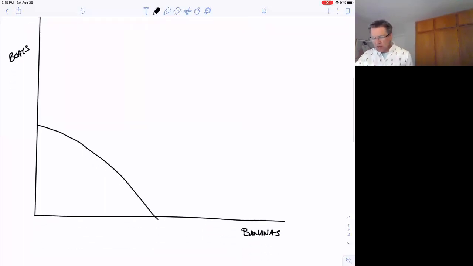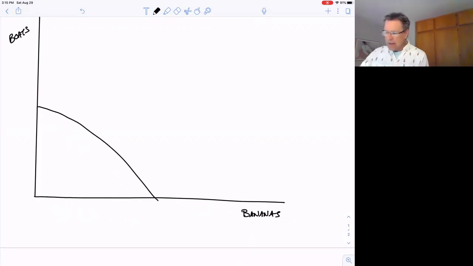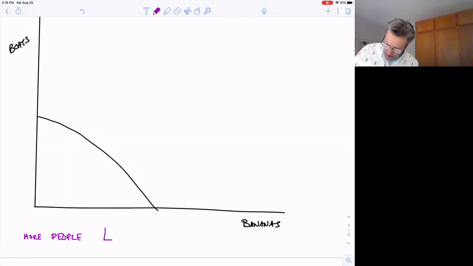So this is how much we can produce of boats or bananas or some combination given what is available on the island, given the number of people that are there, the tools that they have, the knowledge that they have, and so forth. So what if more people come to this island? More people arrive, and that means there's going to be more workers that can produce things. We abbreviate that with a big capital L for labor. So more people come to this island. What is the PPF going to look like? Well, it's going to shift out away from the origin, and we should be able to produce more of either one or both.